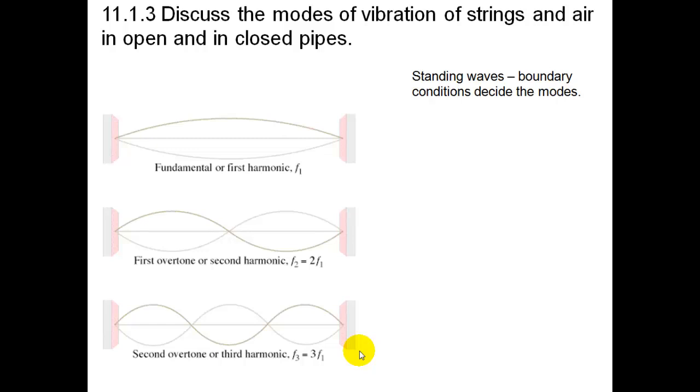Here we have a string which is secured at both ends. This is one possible standing wave. It's called the fundamental, or the first harmonic. If you increase the frequency, in other words, you double the frequency, you halve the wavelength. This is the next harmonic, the second harmonic, or the first overtone. This is 3 times the frequency. This is the next harmonic, and is the second overtone.